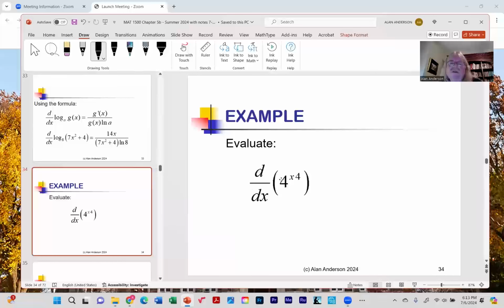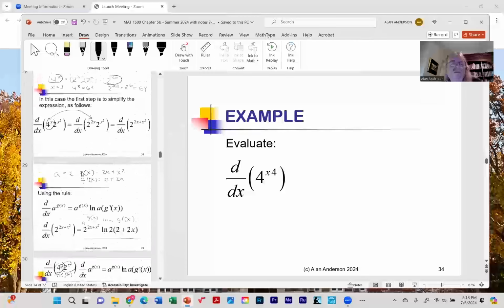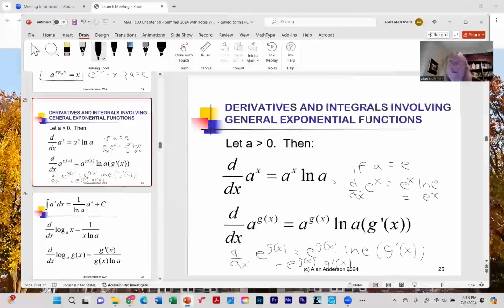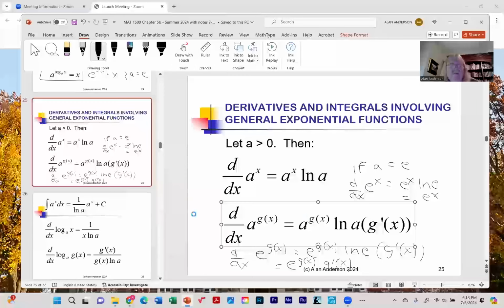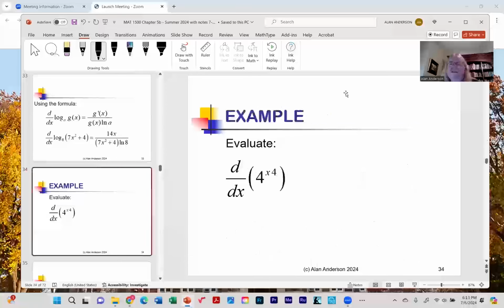Oh, now that one looks pretty terrifying. What do we do with that one? So it's a raised to some function of x. Let's see, do we have that one? Why, yes, we do. So I'll sneak this up here.